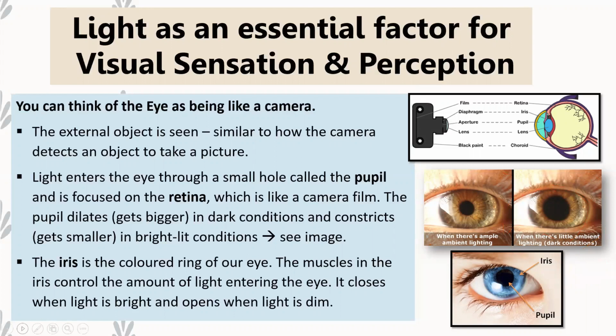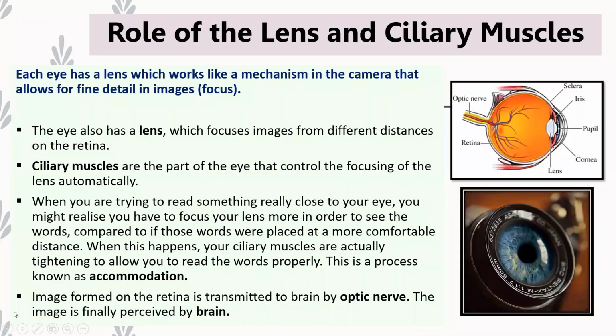Okay, hopefully that makes sense so far. So now we're just going to move on to the role of the lens and the ciliary muscles. Like we said before, each of your eyes has a lens, and that lens basically allows us to achieve a nice clear image, okay?